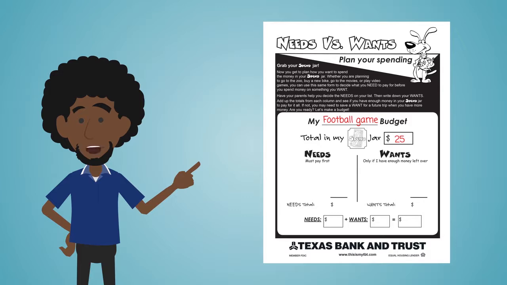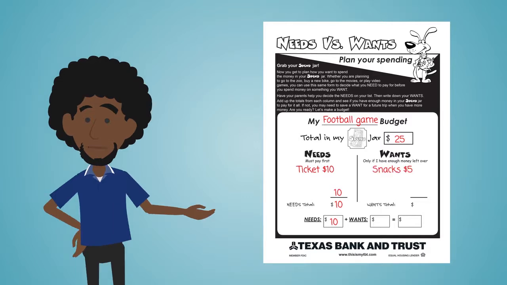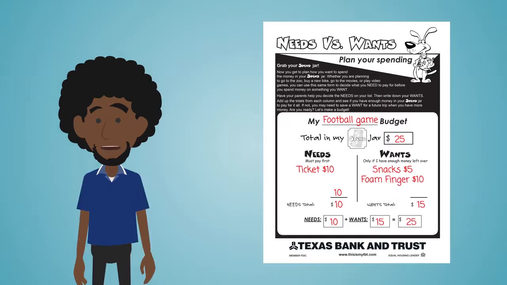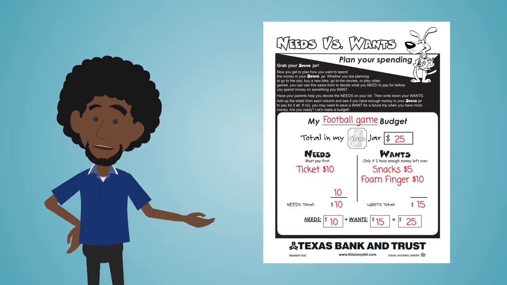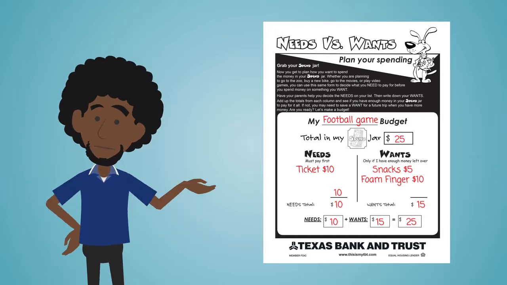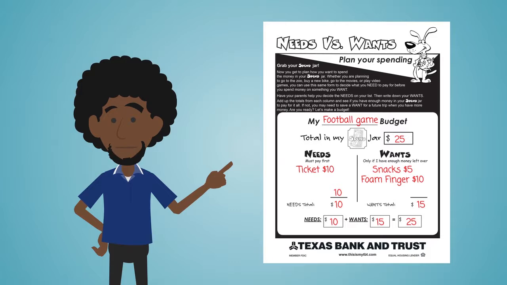I have $25 in my spend jar and a ticket to the game costs $10. That means I have $15 left over. I may use $5 to buy snacks at the game and use $10 to buy a souvenir like a foam finger so I can support my team. Knowing how much I have to spend makes this decision much easier, and I don't get upset if I don't have enough money for a souvenir. I just know to save more for next time.